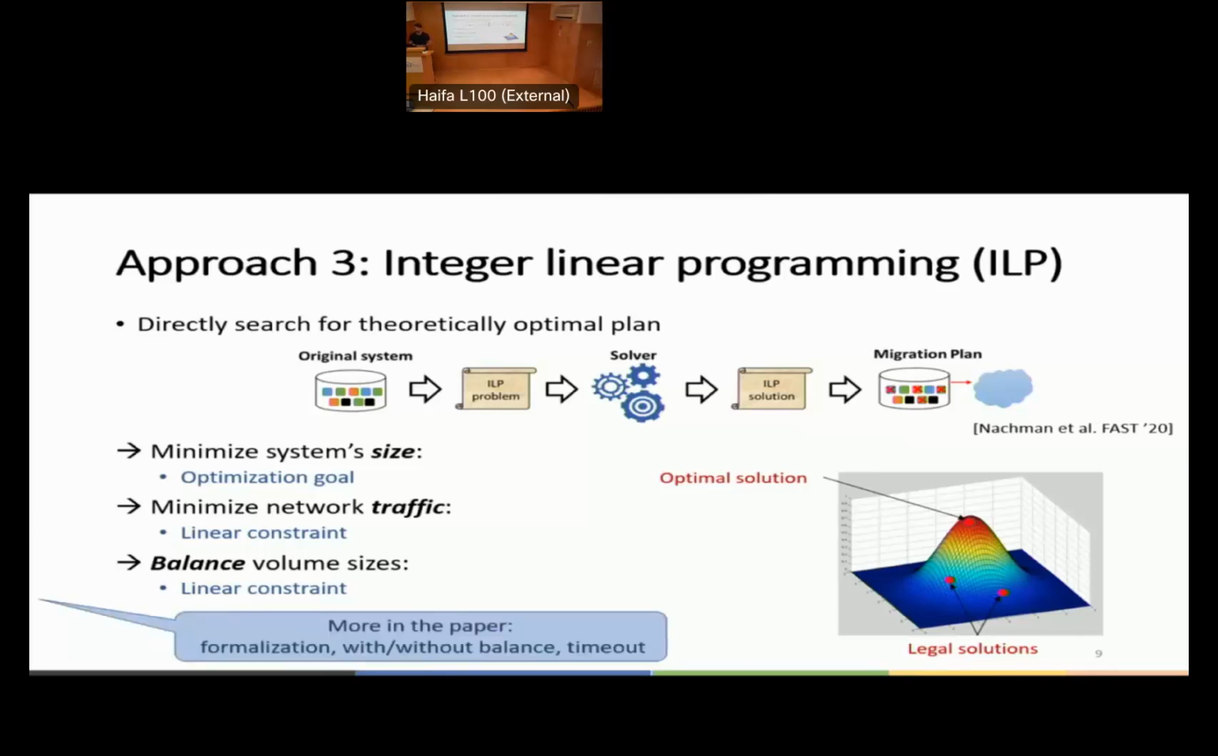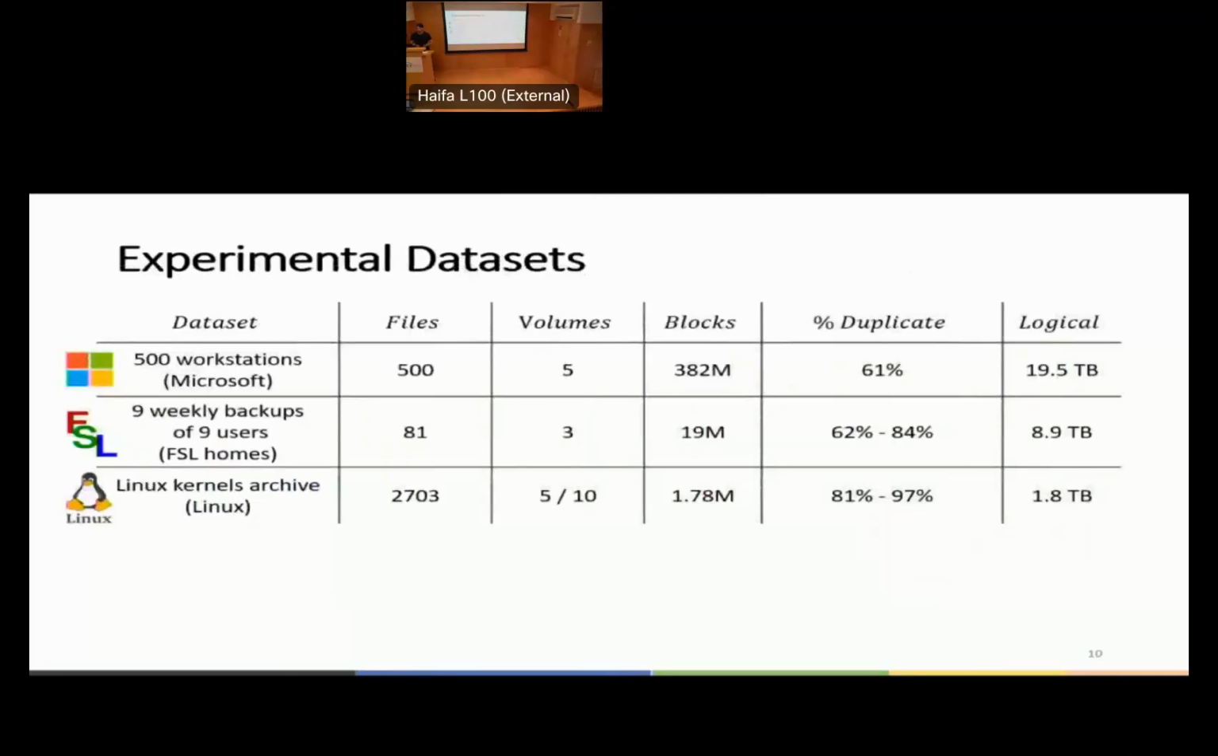So we wanted to compare between the three approaches. We have three different data sets. The first one is 500 Microsoft employees' workstations. The second one is 9 weekly backups of 9 different users in the Stony Brook laboratory. And the final data set is the Linux kernel archive.